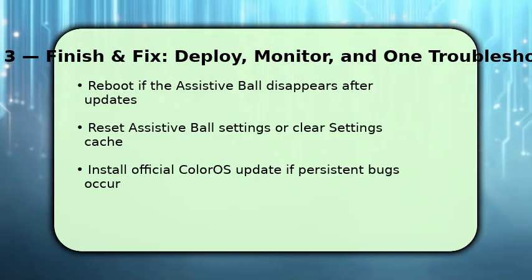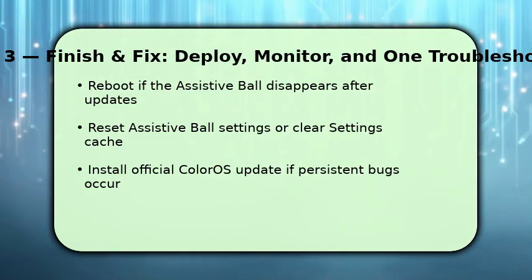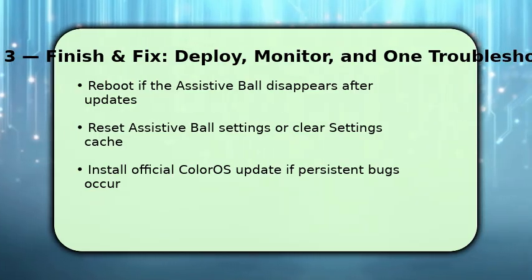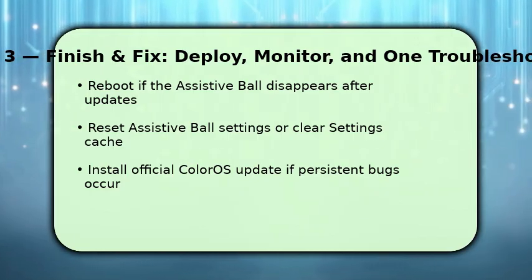As a last resort, install the latest official Color OS update because system fixes often resolve interface bugs. One troubleshooting tip: disable battery optimizations for settings if the button stops responding.